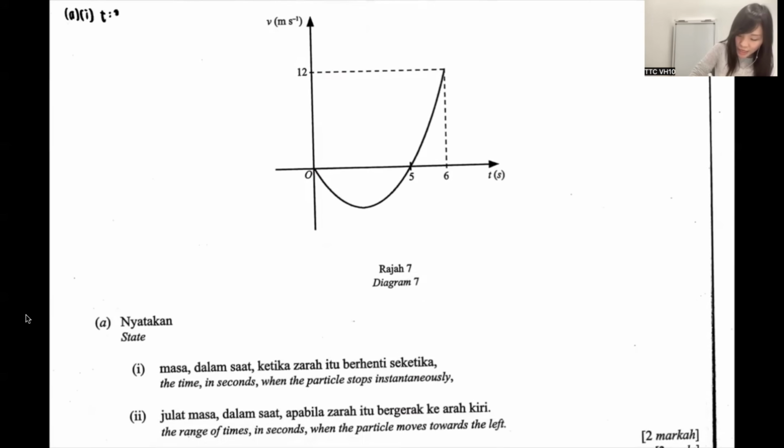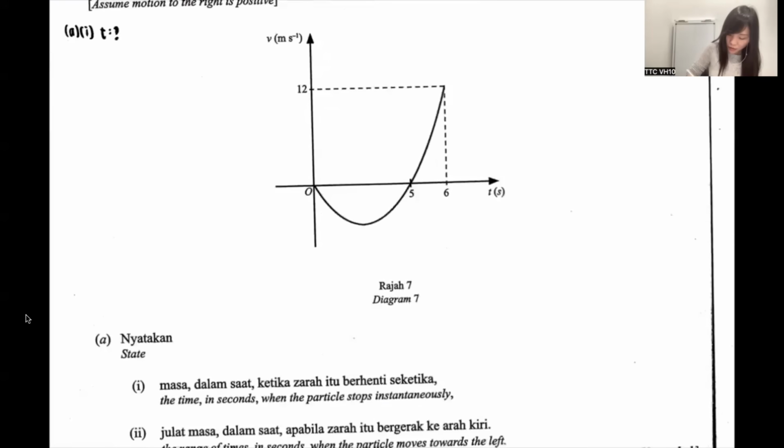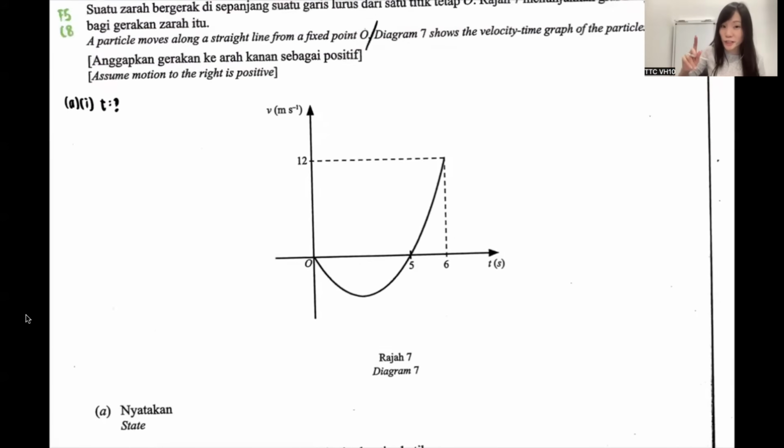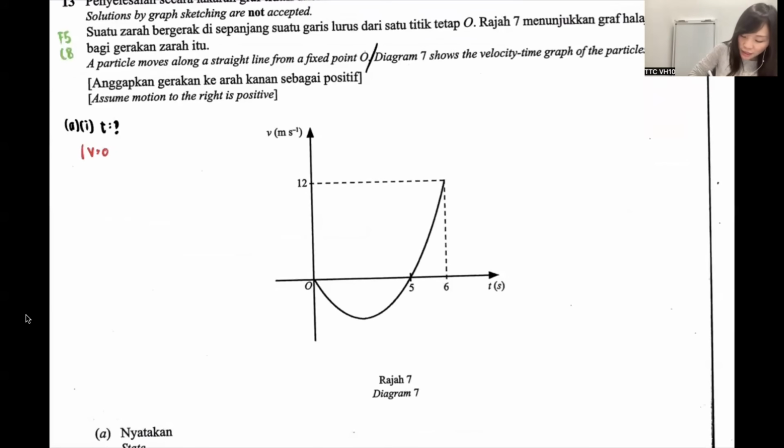A1, they say find the time. So guys, find the time in second, when the particle stops instantaneously. Hopefully you guys know the keyword is stop. So the moment you stop, what is equivalent to 0? Of course, your speed. Because when you stop, you didn't move. When you no move, there's no speed. It means V equals 0.